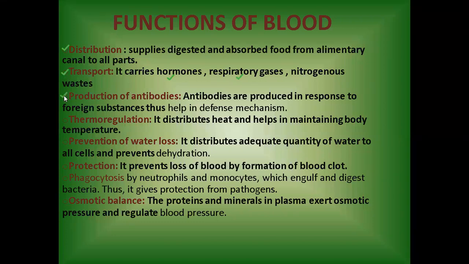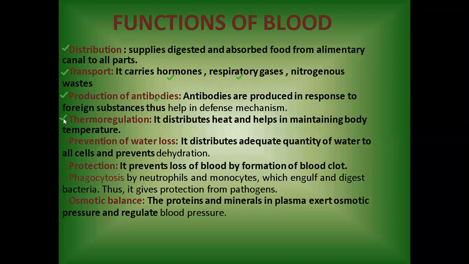Then, production of antibodies. Antibodies are produced in response to foreign substances which enter the body. If we eat unhygienic food, then from that food, different bacteria or viruses or any elements harmful to the body also enter the body, and our blood starts to fight against those harmful substances. That phenomenon is called antibody. Antibody is produced by WBC.